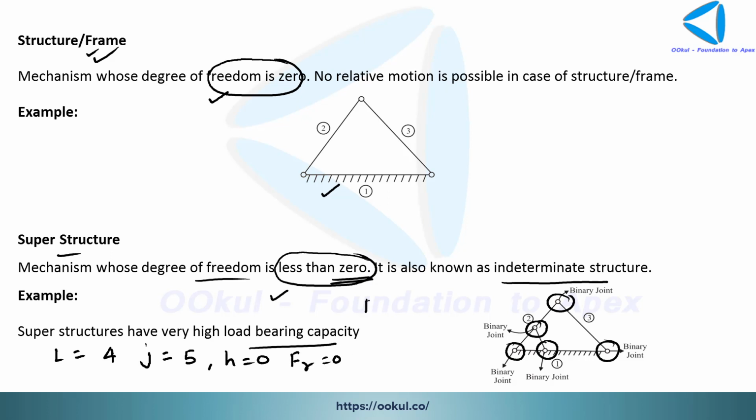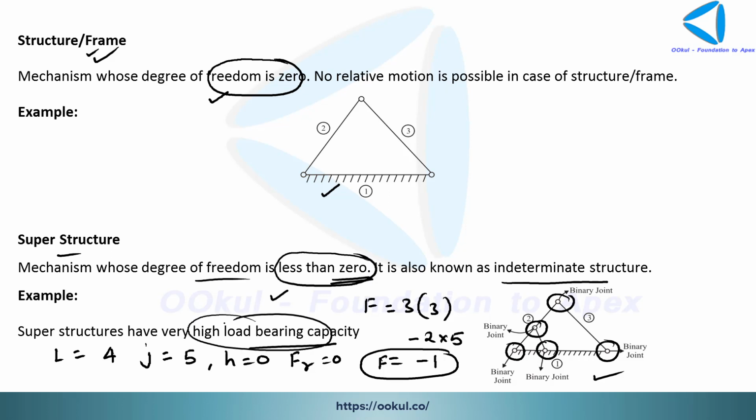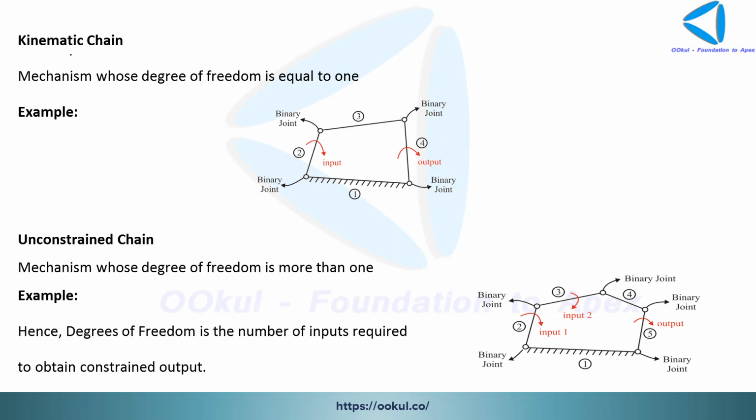So if we find out the degree of freedom of this, that is 3 into (L minus 1), that is 3 into 3, minus 2 into J, that is 5. So this becomes 9 minus 10, that is equal to minus 1. So we can see here that the degree of freedom of this mechanism is coming out to be less than 0. So it is a superstructure, and please remember that superstructures have very high load bearing capacity. Next, kinematic chain. A kinematic chain is a mechanism whose degree of freedom is equal to 1. Please remember, whose degree of freedom is equal to 1.